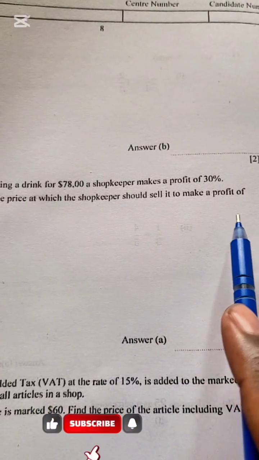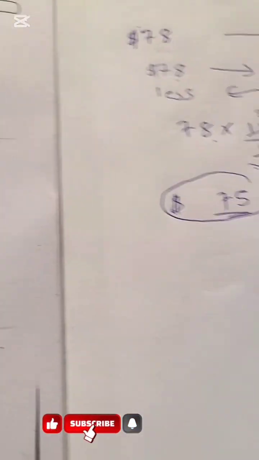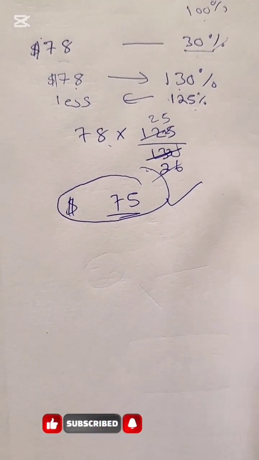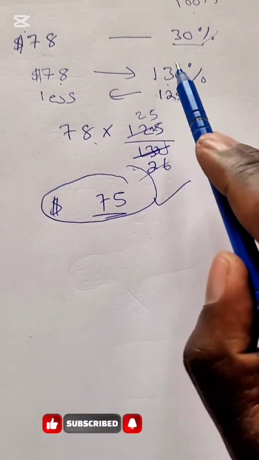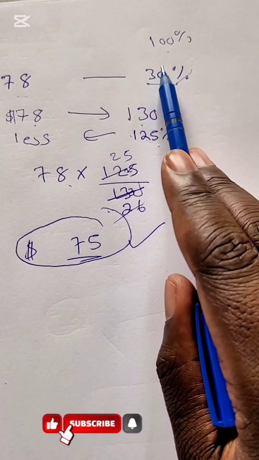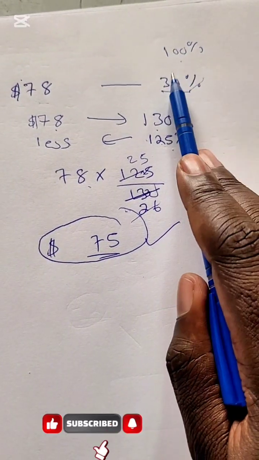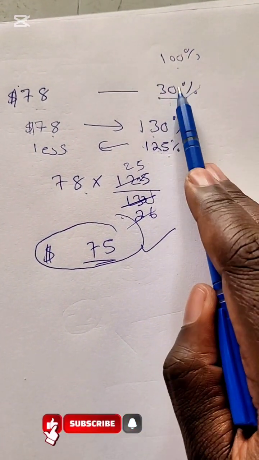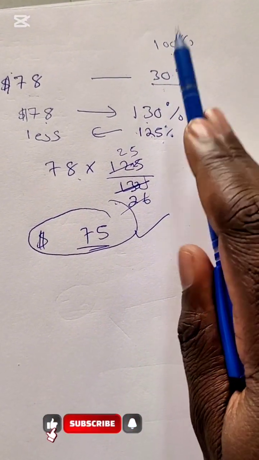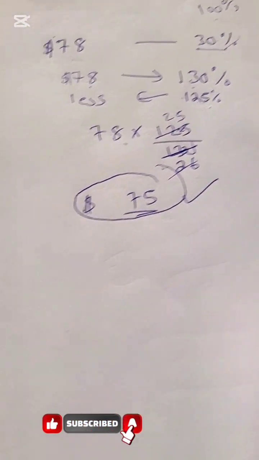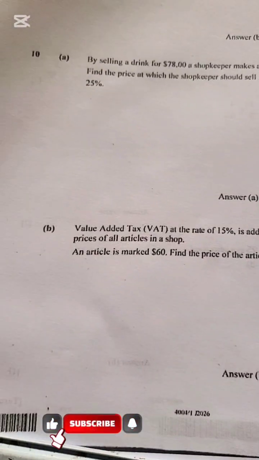So find the price which the shopkeeper should sell it to make a profit of what? 25%. That's the price. He should sell it for what? For $75 to make a profit of what? 25%. Remember, the original price is marked at what? 100%. If there is a profit, you add that profit with what? 100%. If there's a discount or a loss, you subtract from what? From 100%. Are we together? Okay.